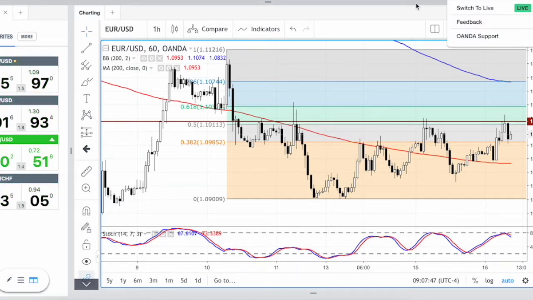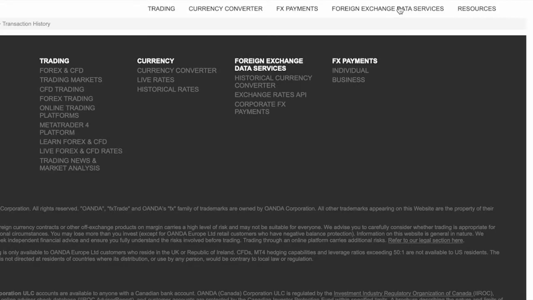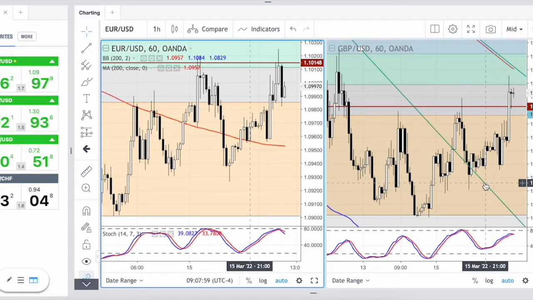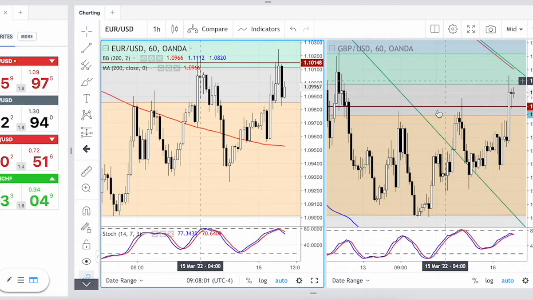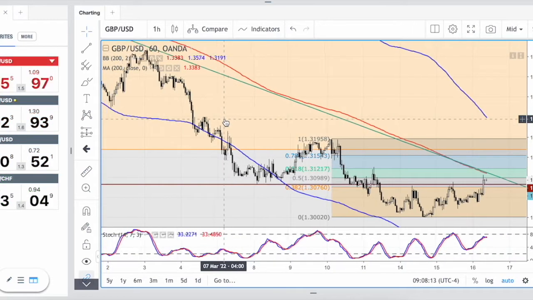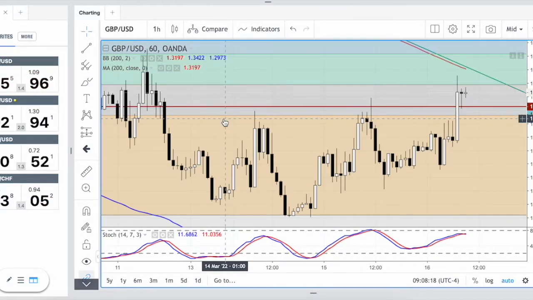As for the pound, oops, pressed the wrong button there. Didn't want that. As for the pound, well, we've broken up above that resistance, but we are up at this downward trend line. We can get rid of this one. So there's that longer term downward trend line, and we've just bumped up against it. So it's also looking bearish, and it'll probably follow suit as the euro. So it's worth having a little bash at a short position on the pound as well.